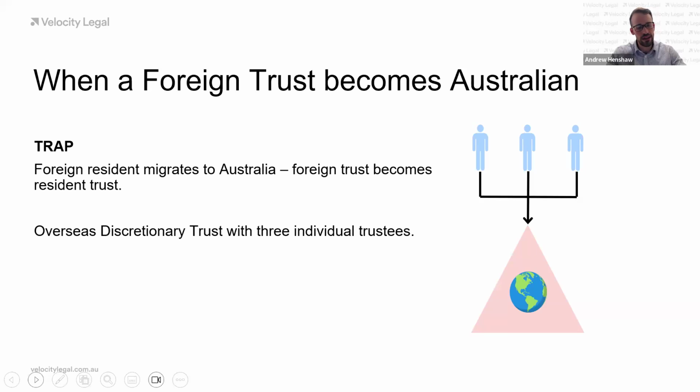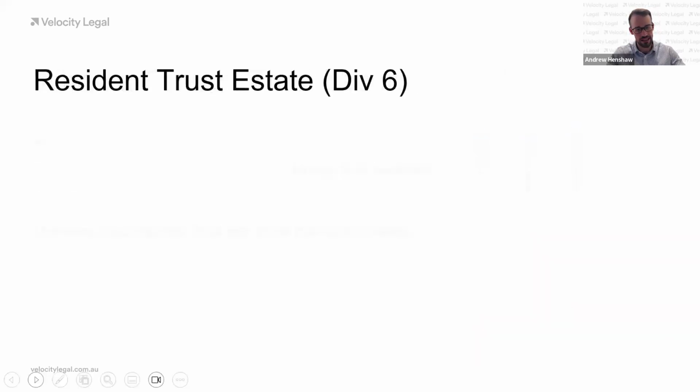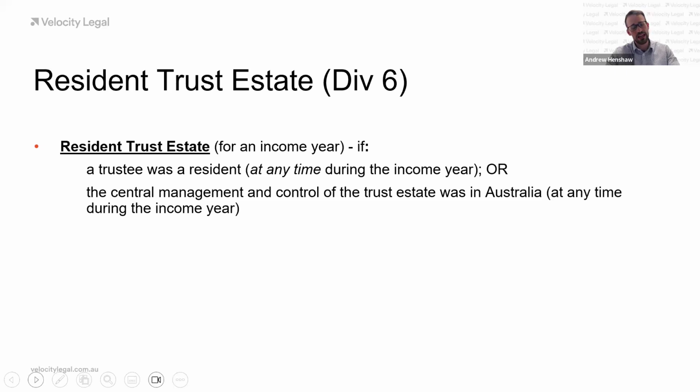With whether a trust is resident, we actually have 2 different definitions. One is for Division 6 purposes, and one is for CGT purposes, which is another quirk of our beautiful tax system. The definition of a resident trust estate for Division 6 purposes is that a trust will be resident for an income year if any of the trustees were resident at any time during the income year. So in other words, for one day, if there's an individual who's a resident, the trust is a resident for the full year. The alternative is if the CMC, Central Management and Control, of the trust is in Australia, again at any time, the trust will be a resident.